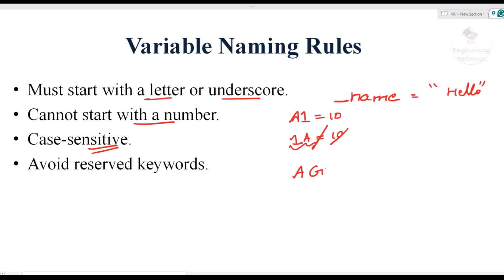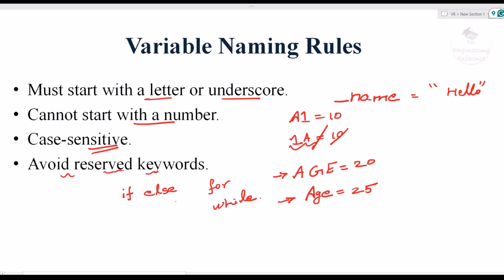For example, we have the variable age is equal to 20, and Age is equal to 25. These two variables are different. So in Python, variables are case sensitive, and we need to avoid reserved keywords. For example, in the control statements we use if, else, and in looping we use for and while. These are keywords that are not to be used as variables. So we need to follow all these rules strictly while assigning a variable.